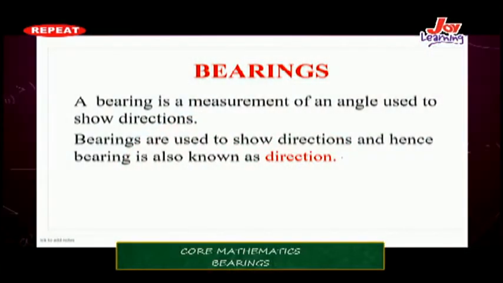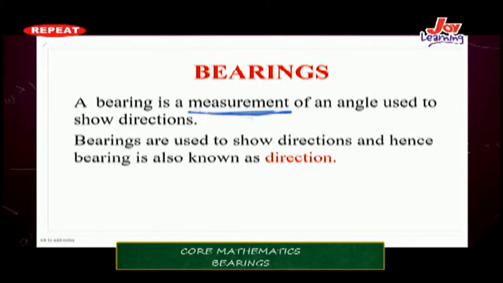When we say bearing, what is a bearing at all? A bearing is a measurement of an angle used to show directions. Used to show what? Directions. A measurement of an angle used to show directions. Why am I laying more emphasis on this? Because we know that there is an angle that we measure as what? As where two lines meet. An angle is formed when two lines meet.